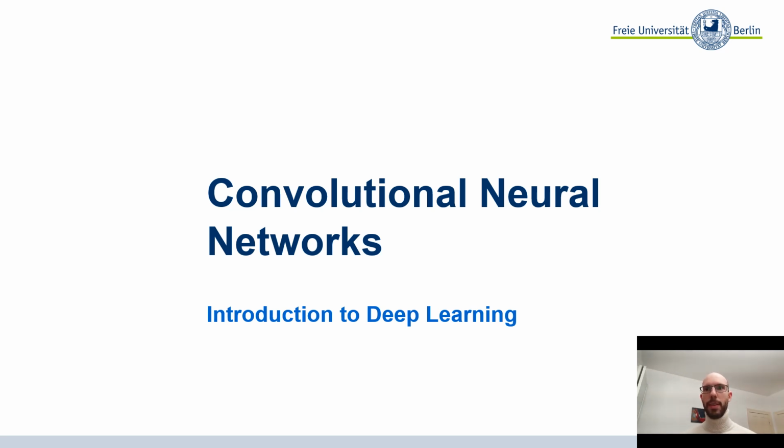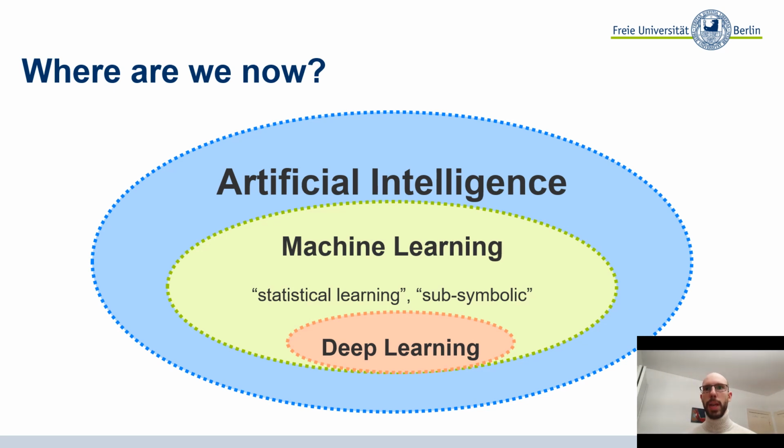Let's get right started. Before we talk about theory or anything like that, let me first give you an overview about where we are topic-wise. So in this lecture, we are dealing with machine learning, which is a subset or subtopic of artificial intelligence. You probably remember this graphic from the start of the lecture. So far, we've been mostly dealing with classical machine learning algorithms.